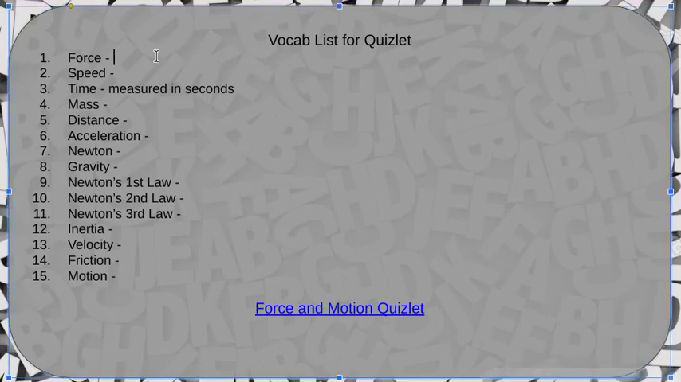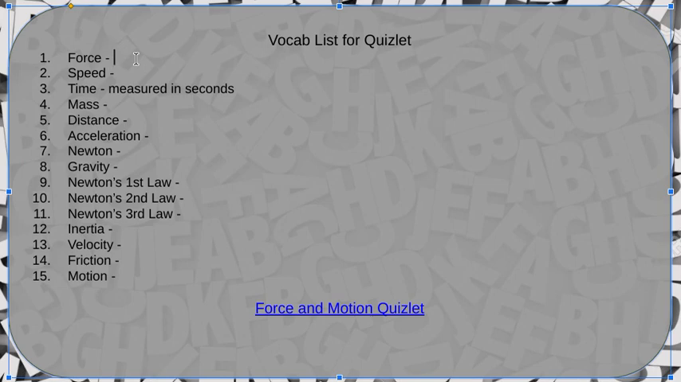All right, so here we've got the vocab for this unit for force and motion, and you can find these definitions in the force and motion Quizlet that's linked at the bottom of the slide. I'm going to go through this. You can pause it as you find necessary, but I don't plan on going very slow and waiting on you like I would in class.